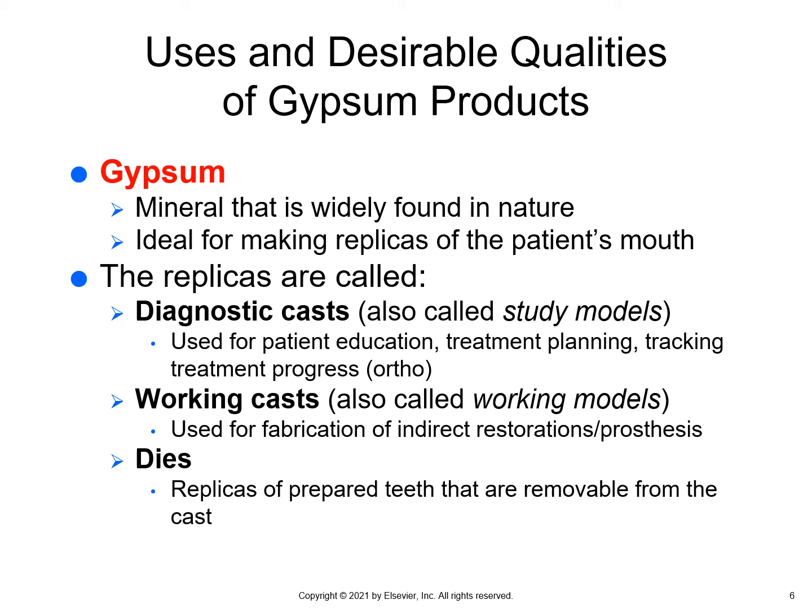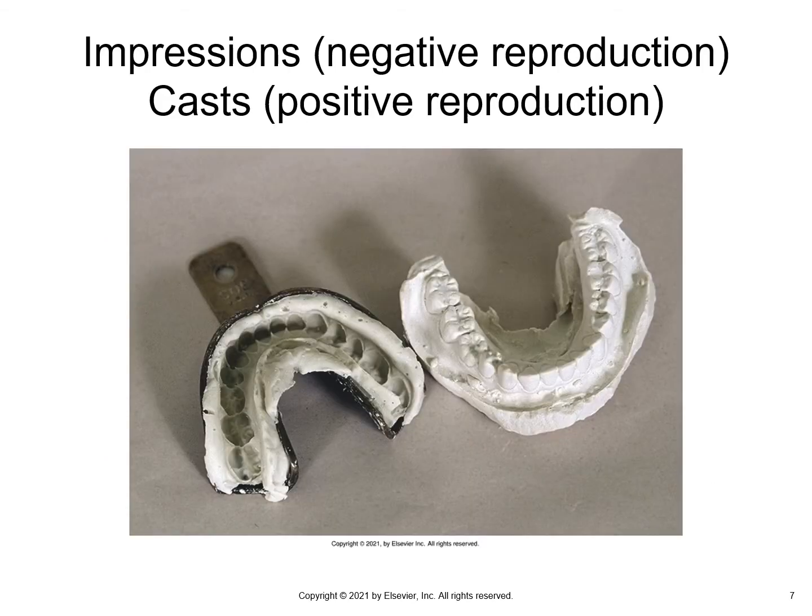Working casts are also called working models, and those are used for the fabrication of indirect restorations or prosthesis, such as crown and bridge, removable partial dentures, things like that. Dyes are the replicas of prepared teeth that are actually removable from the actual cast.